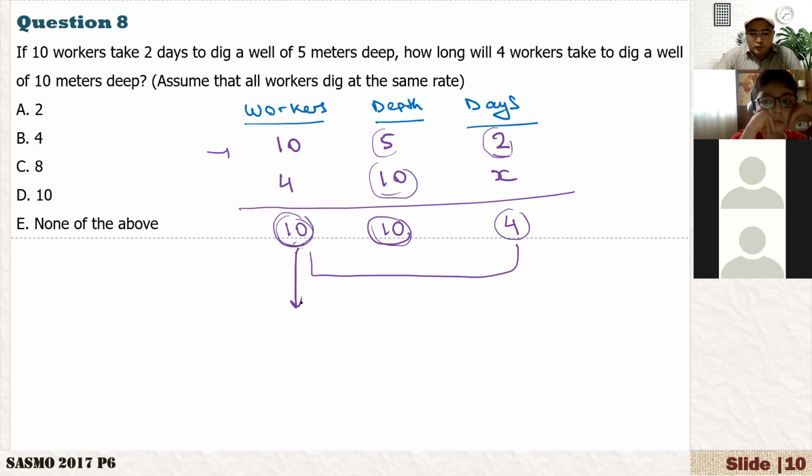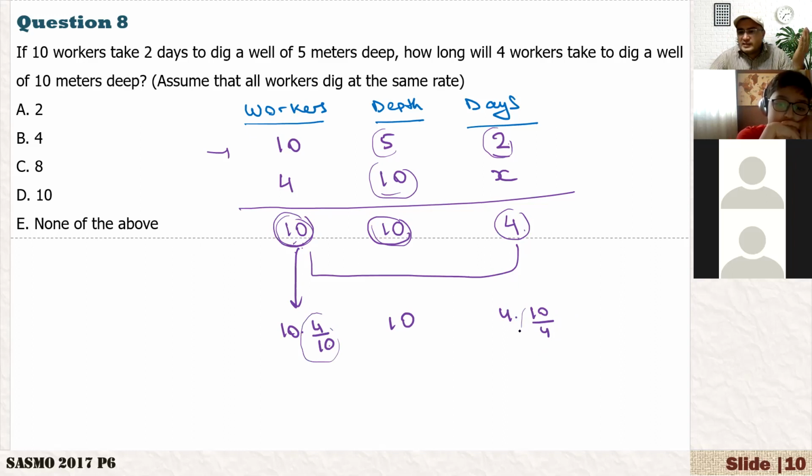So how can I have 4 here? To have 4 here, I need to multiply this by 4 over 10. This depth is not changing. And also I need to work this by the inverse of this fraction, that is 10 by 4. Because if you increase it by some fraction, you have to decrease this by some fraction. Because if you have more workers, right, it takes less days. If you have less workers, it takes more days.